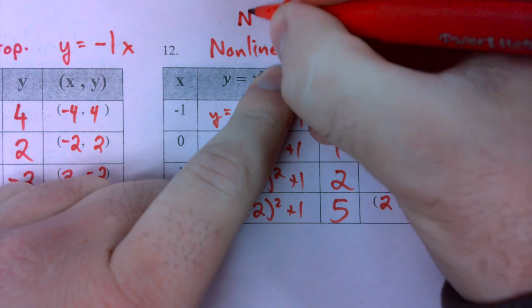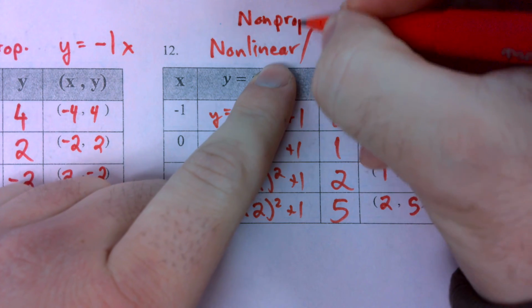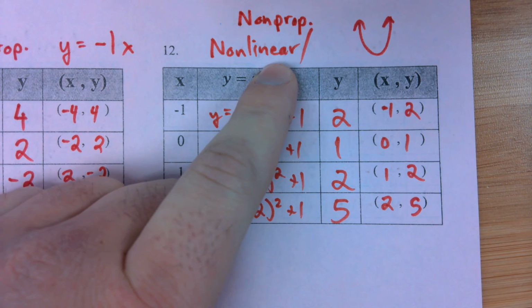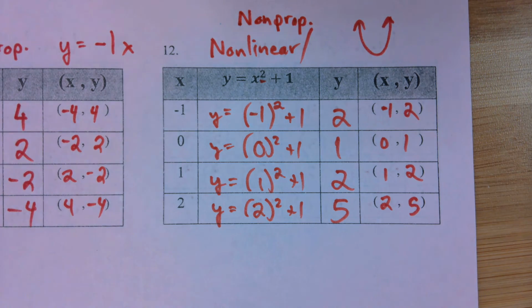Non-proportional. Non-proportional. Let me ask you something. Can I have a function that is both non-linear and proportional? No. Why not? Because, Theo, how come? I forgot the words. Hold up. That's okay. For it to be proportional, it has to go through the origin and be linear. There we go. All proportional relationships must be linear.